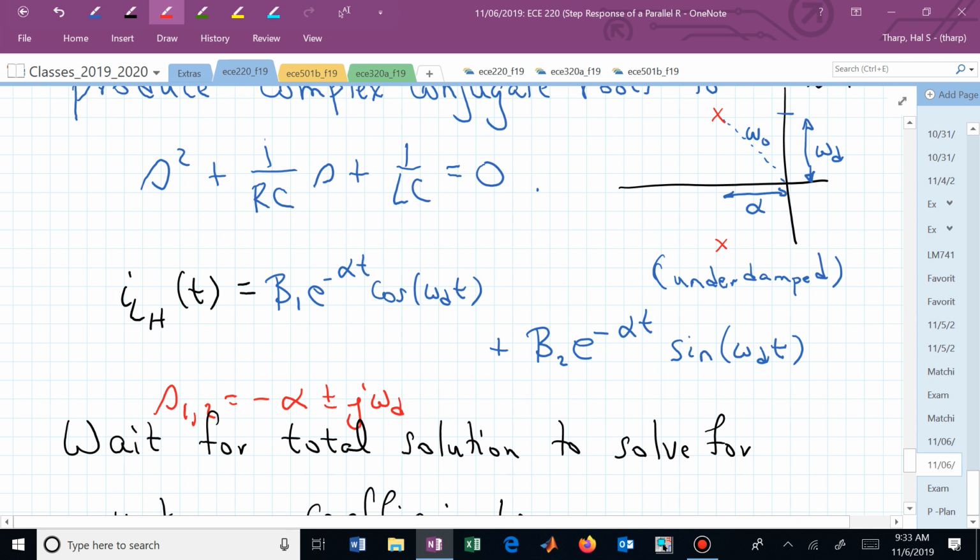Those are the values, and in terms of our parameters, if you can find alpha, that was 1 over 2RC. Omega naught, that's 1 over the square root of LC. Omega naught, Dr. Marcelin has left off of your formula sheet, but you have alphas for parallel RLC and a different alpha for series.